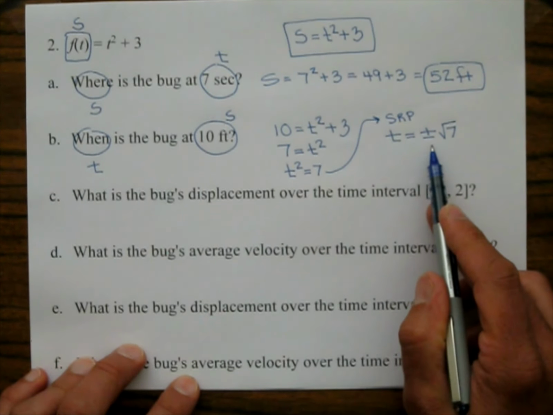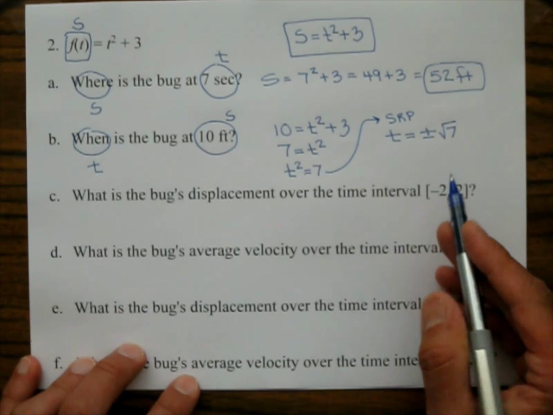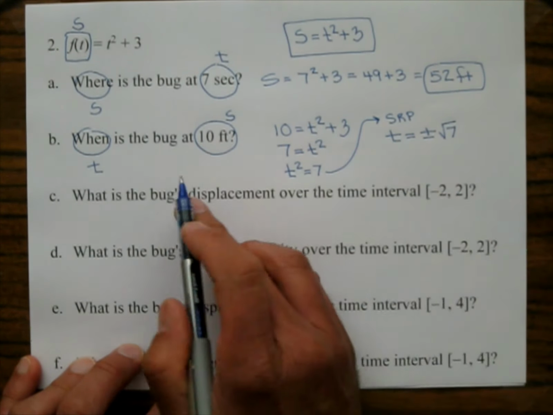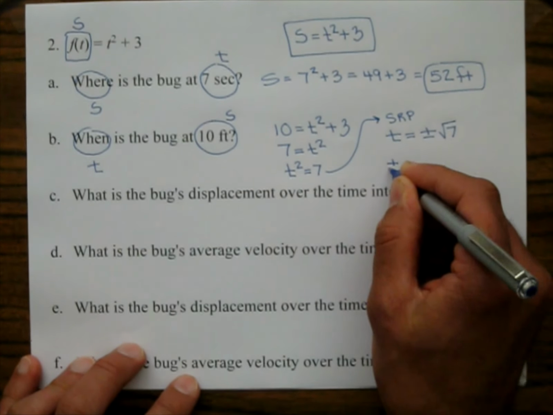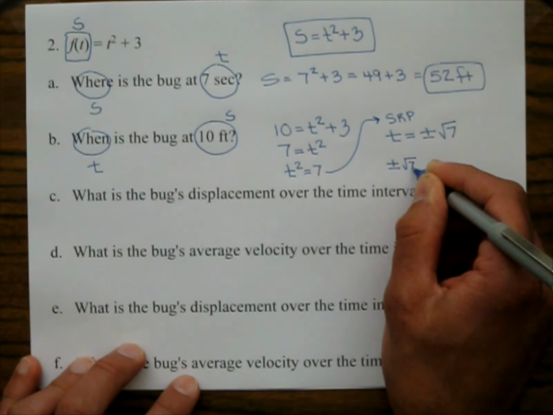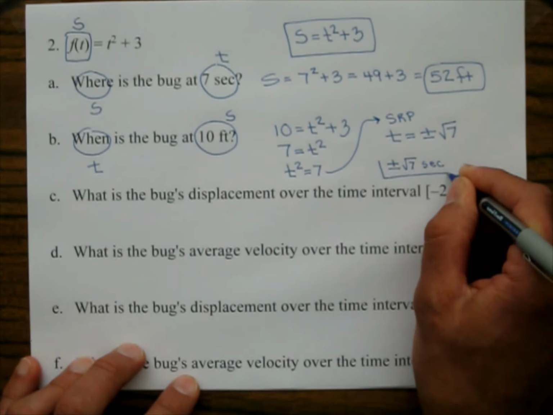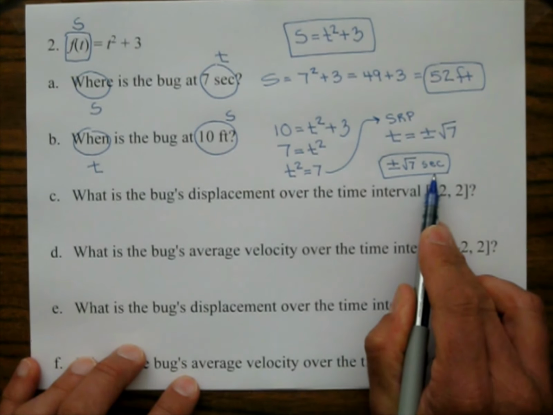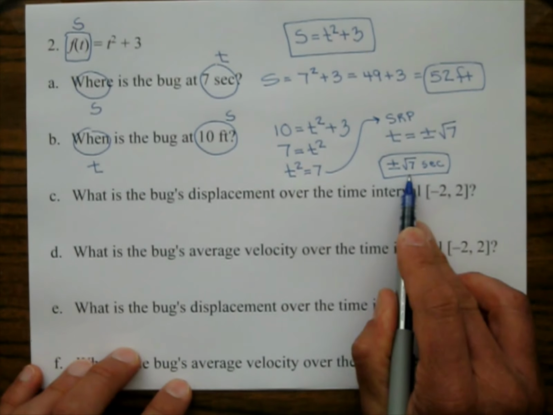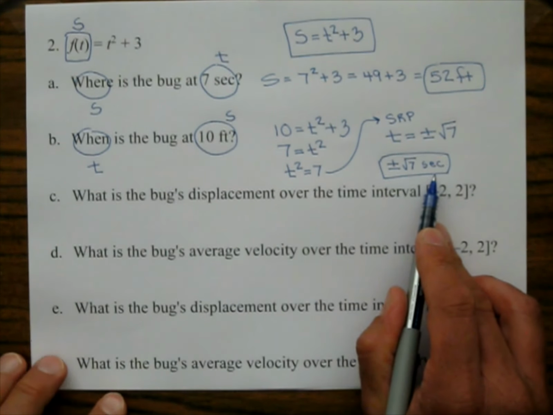Now, you might go, oh, well, let's throw away the minus. No, we're not going to throw away the minus, because this gives us 2 times. The bug is at 10 feet on the number line at these 2 times, plus or minus root 7 seconds. If you don't like the plus minus, you could say root 7 seconds and negative root 7 seconds.